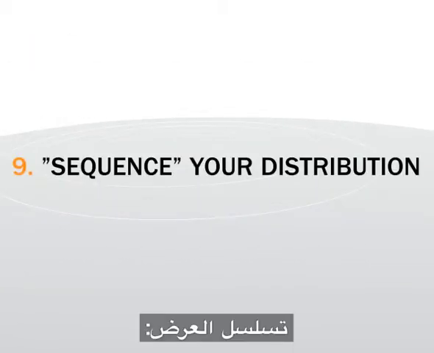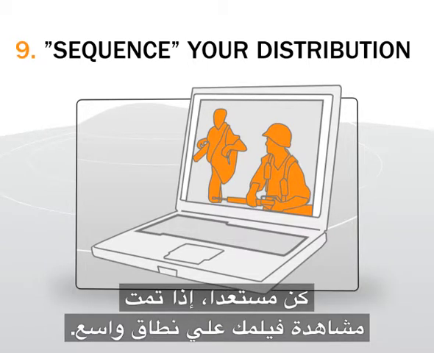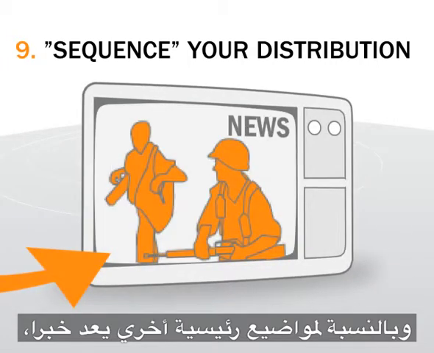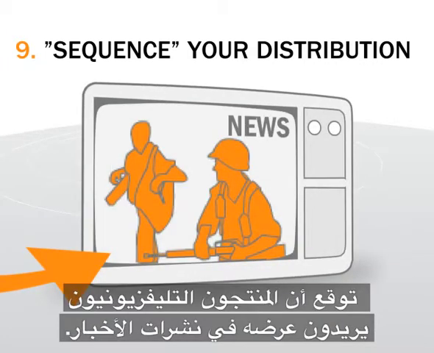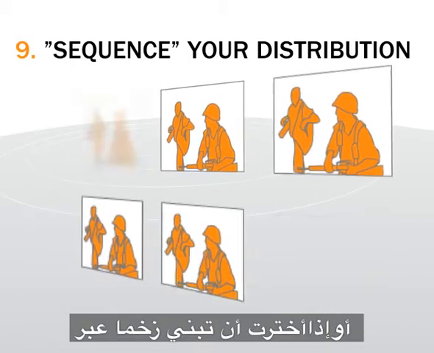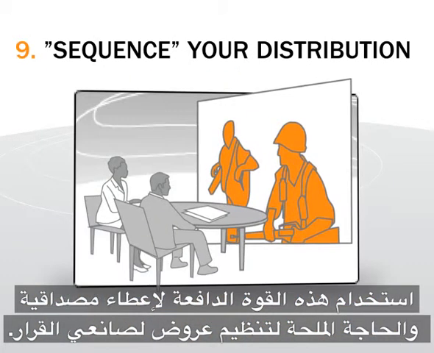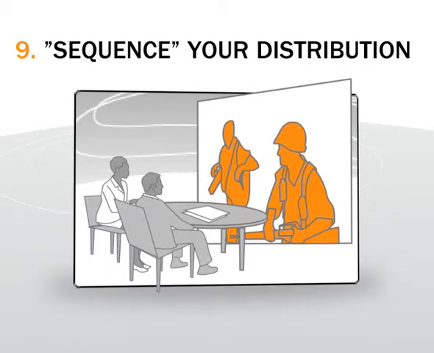Sequence your distribution. Remember that successful distribution in one place can open up opportunities. Be ready. If your video is watched extensively online and is topical to a major news story, expect TV producers to want to use it in news broadcasts. Or, if you choose to build momentum through a series of grassroots screenings and online distribution, use that impetus to give credibility and urgency to a screening for decision makers.